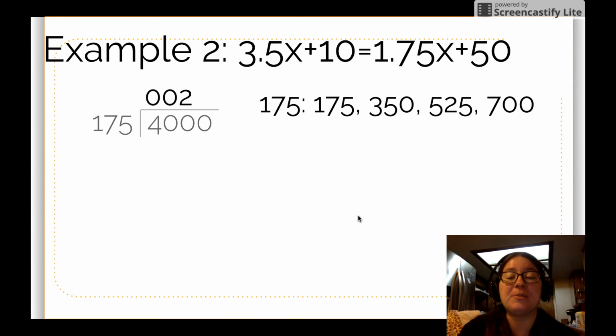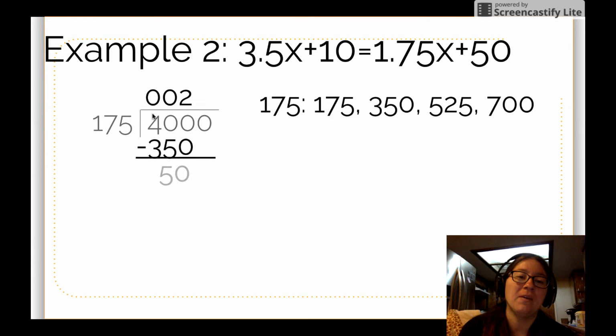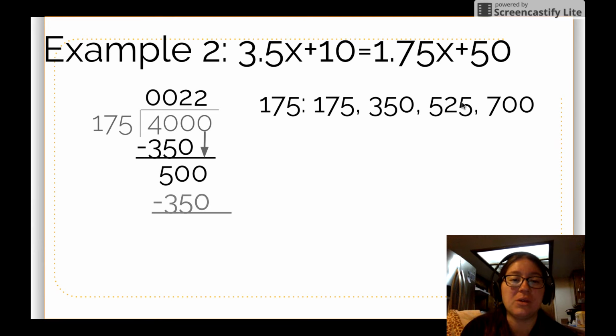I gave some multiples of 175: 350, 525, 700. And I actually made a mistake on this slide. So I'm going to do the second multiple to get 350. I'll get a remainder of 50, bring down the 0. Now it's still going to be a 2, because 525, the third multiple, is too big. So another 2, 350, subtract. I get 150 as my remainder.